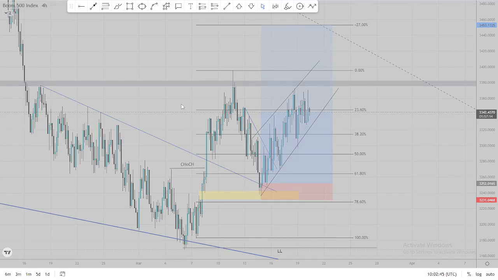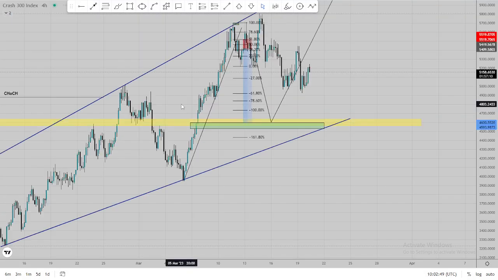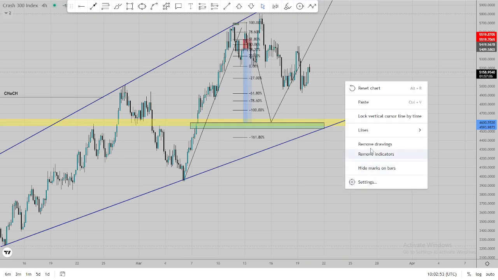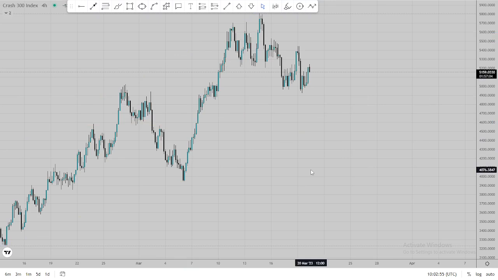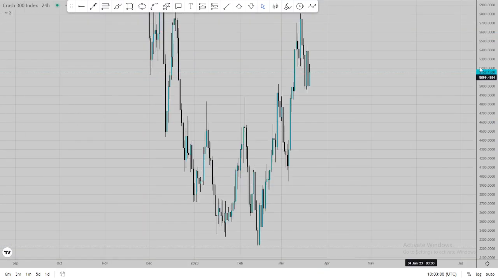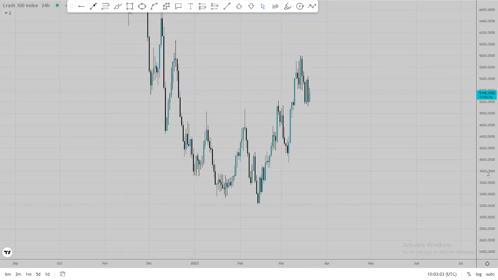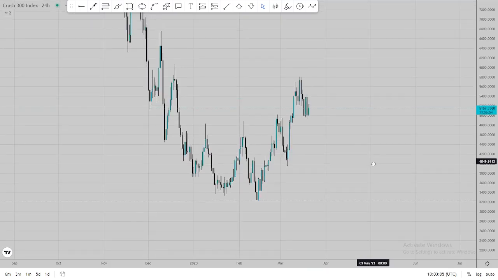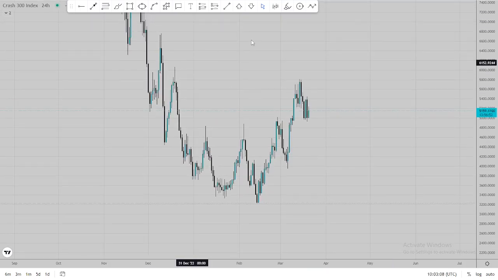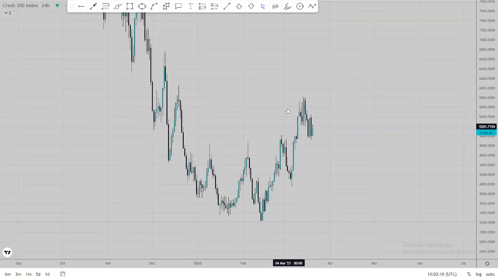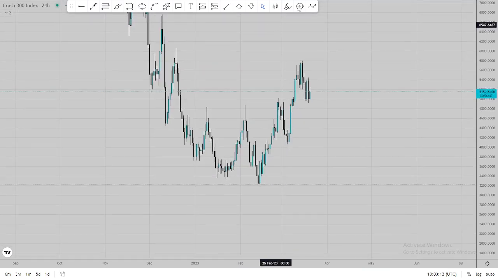Moving on to Crash 300, I'll end up with Boom 300 because those are the only Crash and Boom indices that I actually prefer and also recommend people to focus on. So Crash 300, we are simply going to start from the daily. Starting from the daily, you begin to realize that the market was bearish. We're in a bearish market.